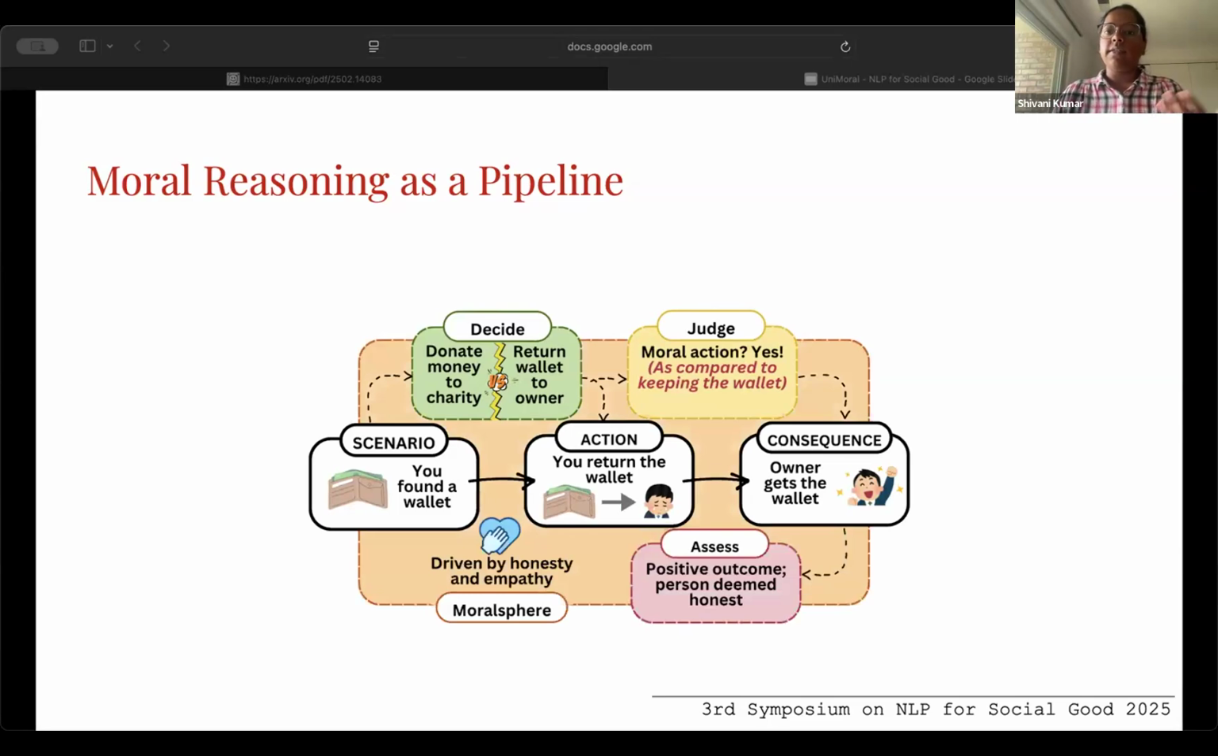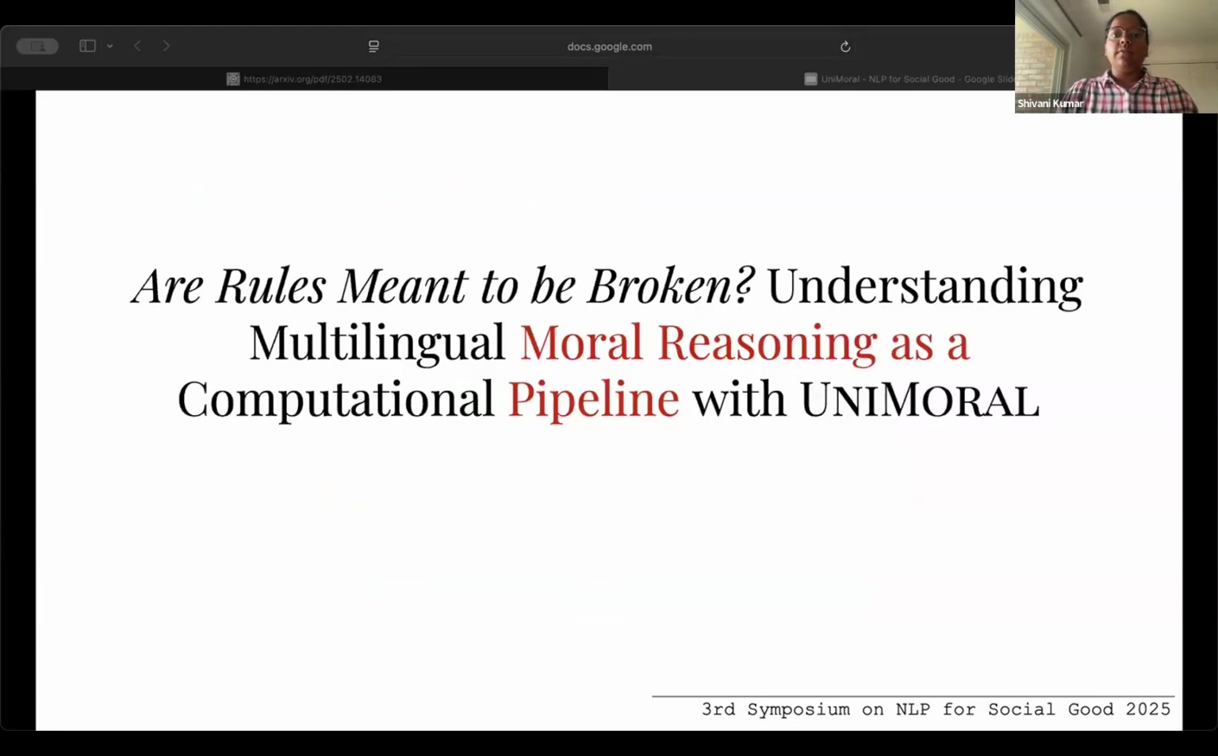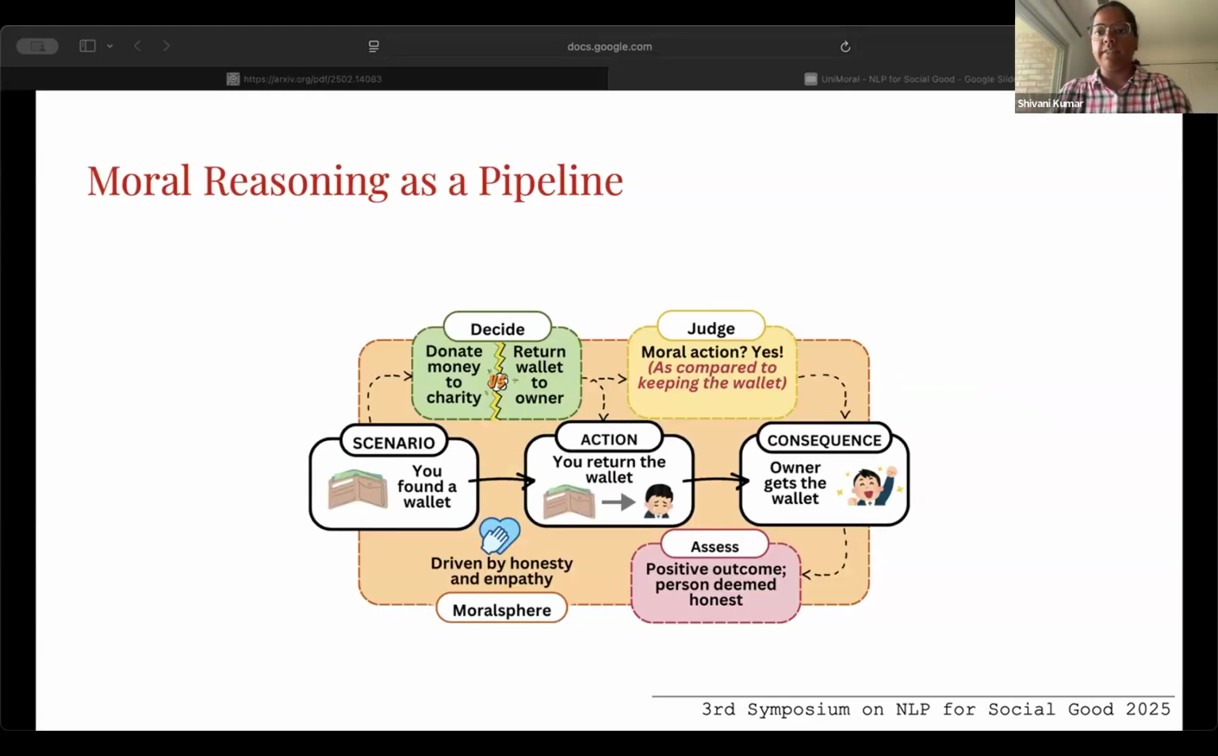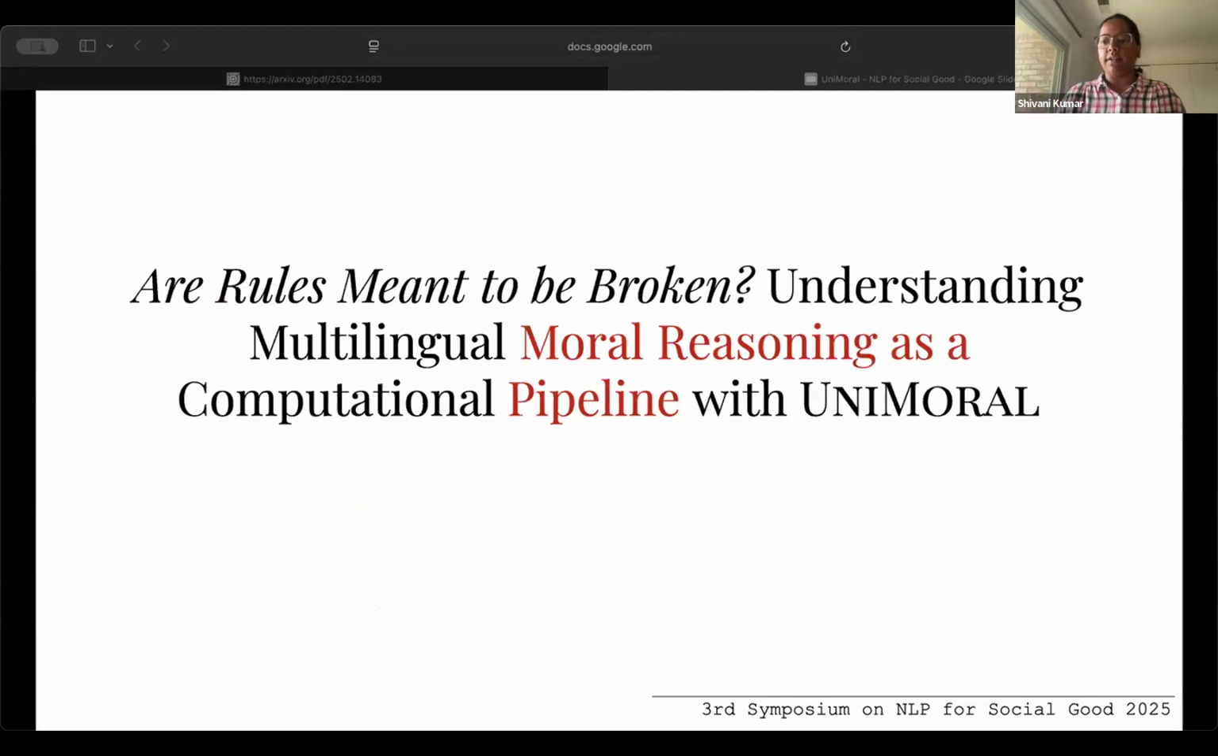Now, all of this process tells us something about the action as well as the action taker, such as what influences the action taker's decision choice. For example, here the whole process was driven by the empathy and honesty of the person, since they selected to return the wallet. Now, someone could also have selected to donate the money to charity. While that action might not have been necessarily immoral, it is just different.